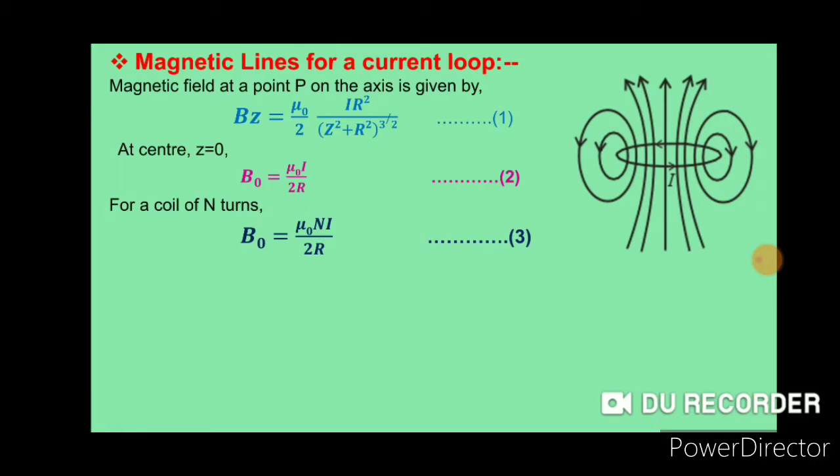The magnetic field lines from a circular loop are depicted in the figure. The direction of the field is as per the right hand thumb rule.